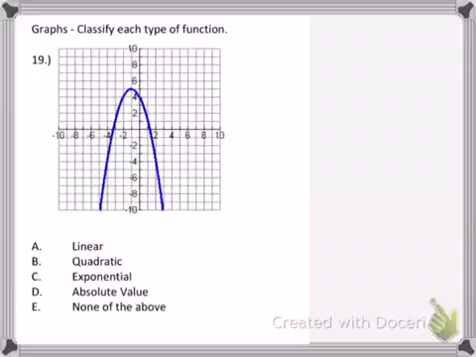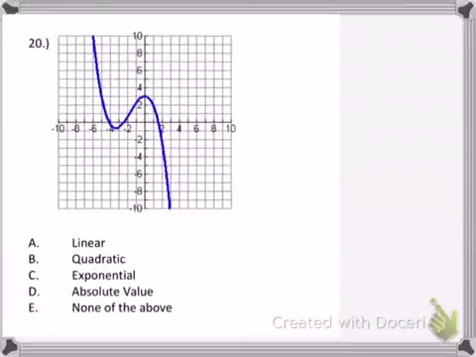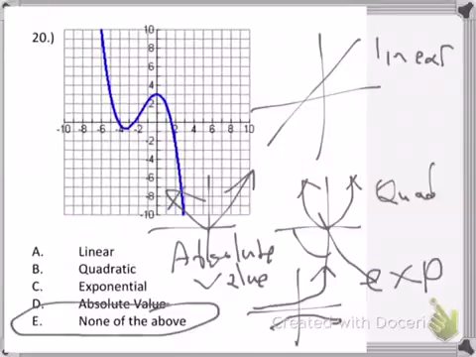Graphs classify each type of function. What type of function is in that graph? Is it quadratic because it's a U-shaped graph? Right here, what type of function is in this graph? It is none of the above. It is not linear, it is not quadratic, it is not exponential, it is not absolute value, which makes it B.